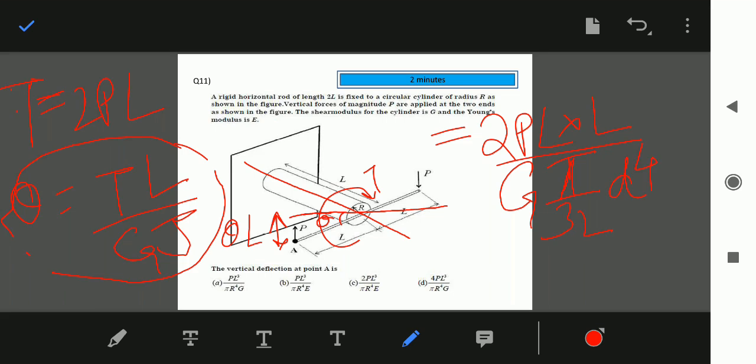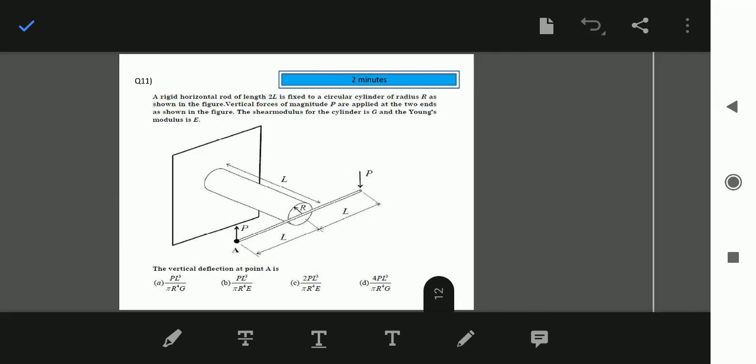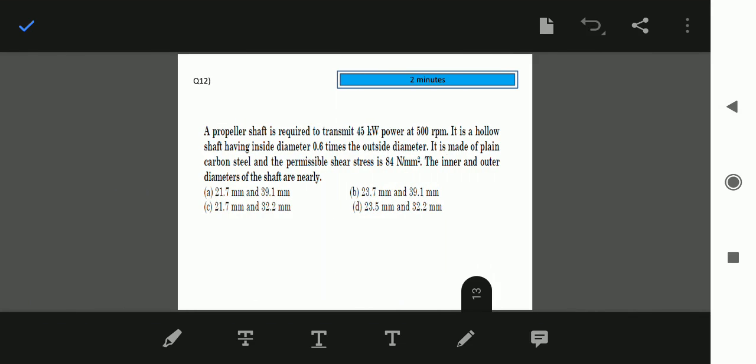So on solving you will get theta, and you have to find the deflection, that is theta into L. So on solving you will get the option as D, 4PL cube upon pi r power 4 into G. Okay, so good question, try to solve it yourself. So next question, question number 12.